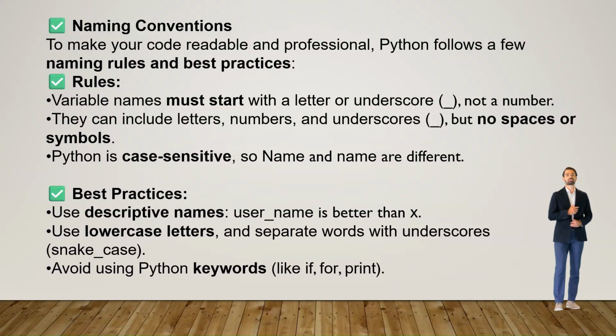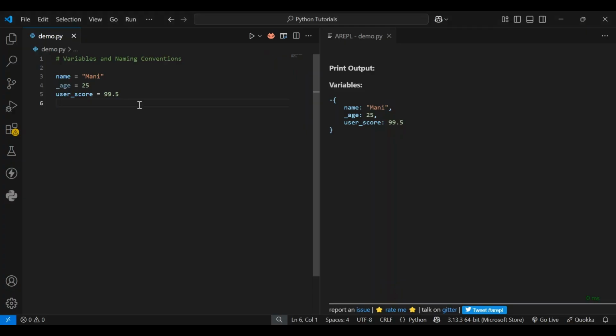Let's look into the variables with an example. Within this code, we are creating three variables to store different types of information while making use of naming conventions. The variable name holds the text Mani, which is a string. The variable underscore age stores the number 25, an integer, and underscore at the beginning is allowed in Python. The user underscore score variable holds the number 99.5, which is a float. All these three variables use clear and simple names following Python naming conventions, making the code easy to read and understand.